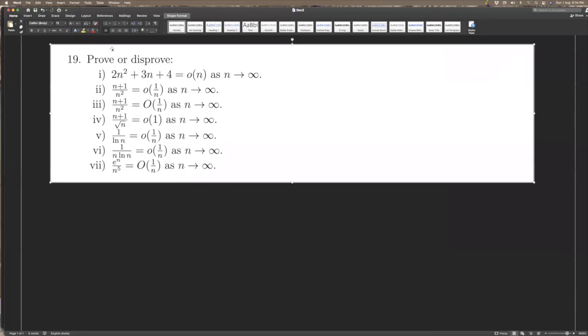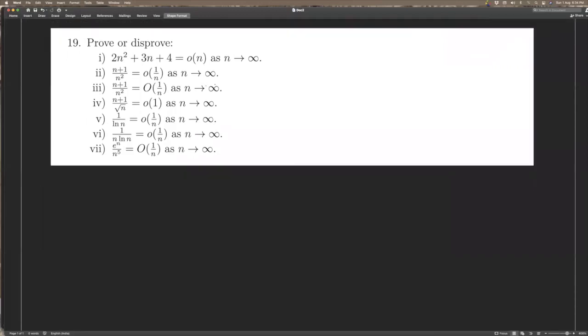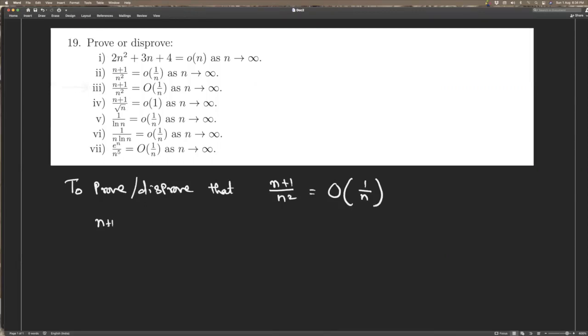Let us take up the 19th problem. Let me do a few of them. Let's take the third question. We want to prove or disprove that (n plus 1) by n square is big O of 1 by n. You can see that (n plus 1) by n square is one sequence and another one is 1 by n. So you just take this as an and this as bn, and now we have to see whether the sequence an by bn is bounded or not.